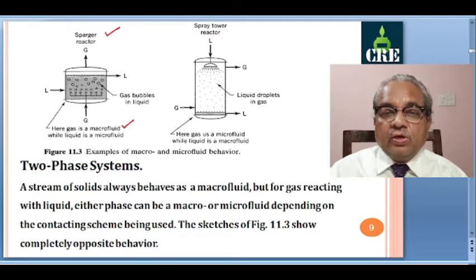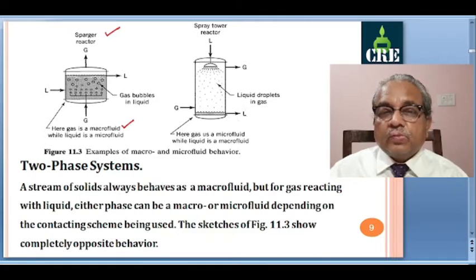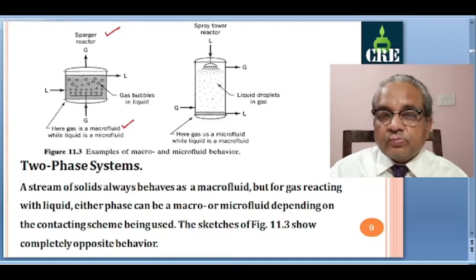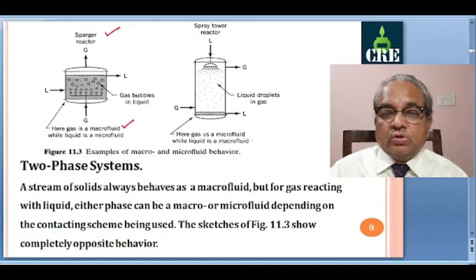Okay, so here gas is supplied from the bottom, this is counter current, leaving from the top. Liquid is sprayed, liquid comes down here and it is taken out from the bottom. So this liquid is sprayed, so there are liquid droplets, and this is continuous gas. So here the situation is reversed. So liquid is a macrofluid here and the gas is a microfluid.